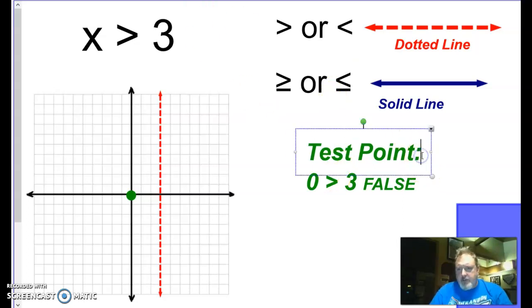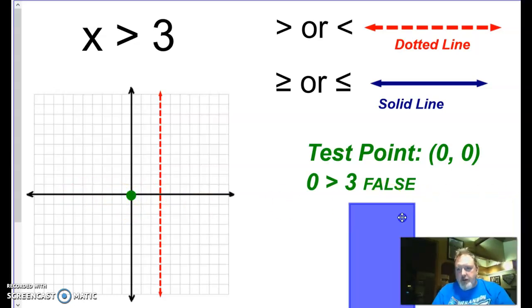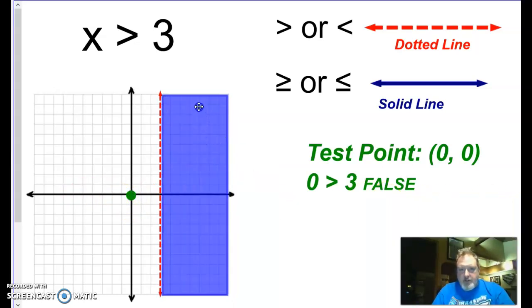In fact, probably should have written that in here. So 0, 0 is usually the test point we'll use. There are cases when you can't. We'll see that in a little bit. But if I plug 0 in here for x, I'm going to get 0 greater than 3, and that is false. What that tells me is that I am not shading towards 0, 0. That greater than 3 is actually this region right here.